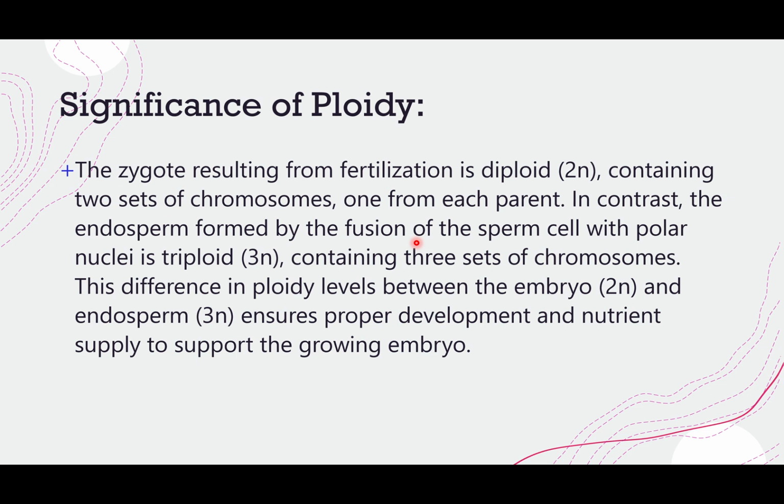Okay? So in contrast, the endosperm formed will have a fusion of the sperm cell and the two polar nuclei, giving a triploid cell containing three sets of chromosomes. The difference in ploidy levels between the embryo, 2n, and endosperm, 3n, ensures proper development and nutrient supply to support the growing embryo. So basically the triploid cell is generally inert. It will just be filled with nutrients that the diploid cell can leach off of, basically.